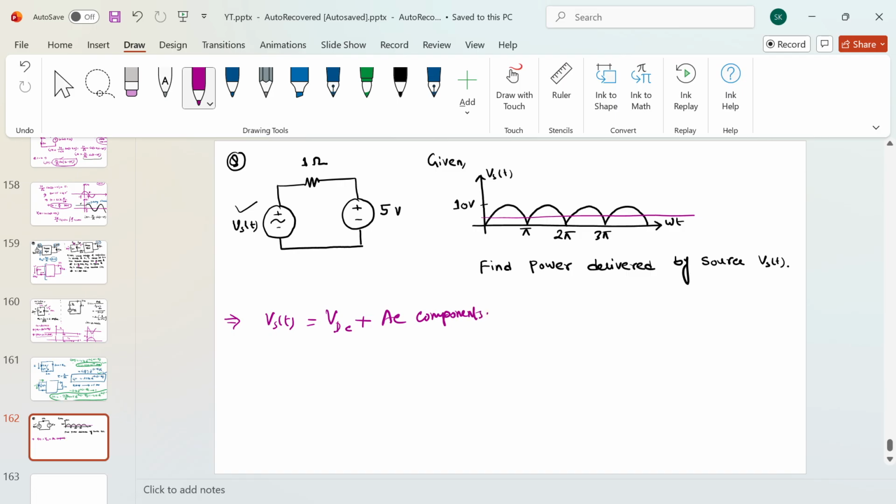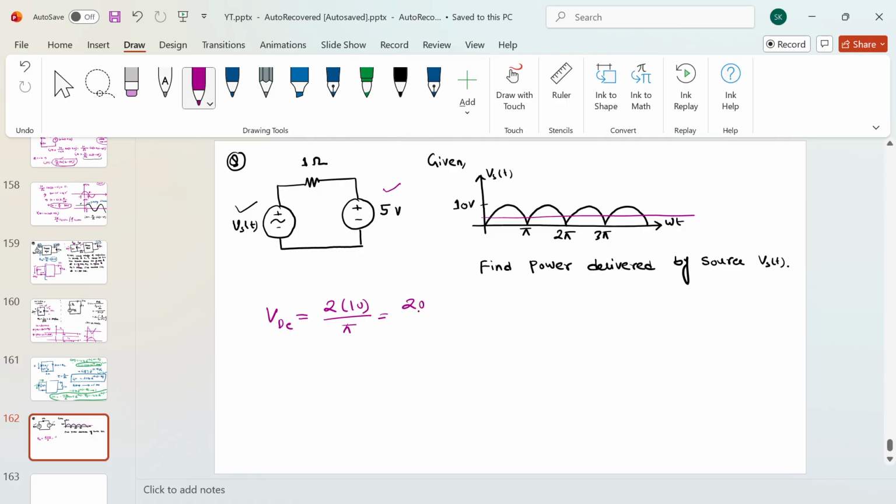If I talk about this 5 volt source, this particular source will absorb power because of the DC component only, because to transfer power, the source frequency must be the same. So whatever current flows in the circuit because of the DC component present in Vs(t) will deliver power to this 5 volt. And what is the DC component of this Vs(t)? The DC component is simply 2 Vm by pi.